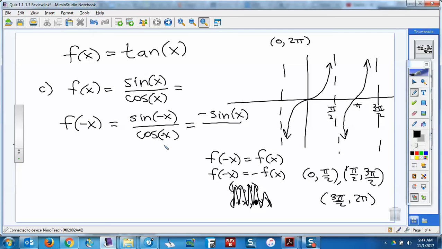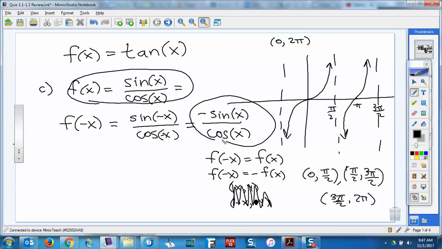And we did a couple examples like this the other day with like cosine pi over 6 and cosine negative pi over 6, right? You get the same thing out because it's even. So cosine's an even function. So cosine negative x is equal to what? Cosine x. Oh, and look at that. So when you do f of x, you get sine over cosine. When you do f of negative x, you get negative sine over cosine. So therefore, it is an odd function. You got opposite out. So opposites in, opposites out.